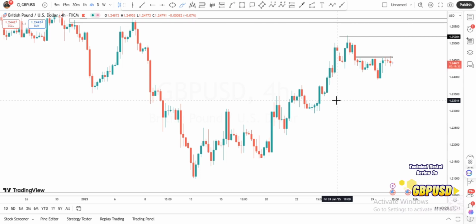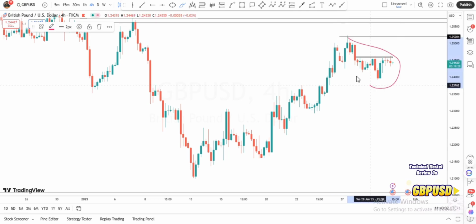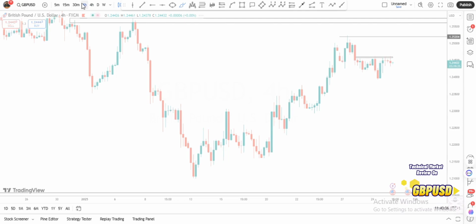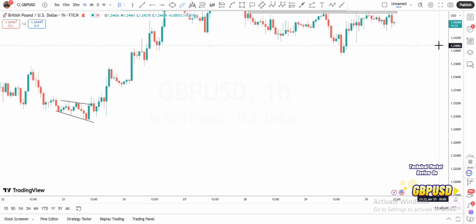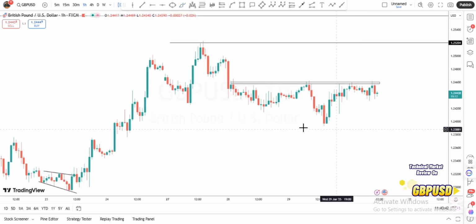Okay, right here you can see we have a correction, and the correction is actually active, and now we are getting to the point where we are going to start figuring out where to get into the market. And now this is the 1 hour, as you can see.